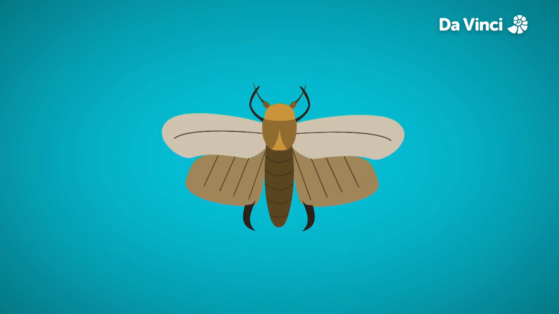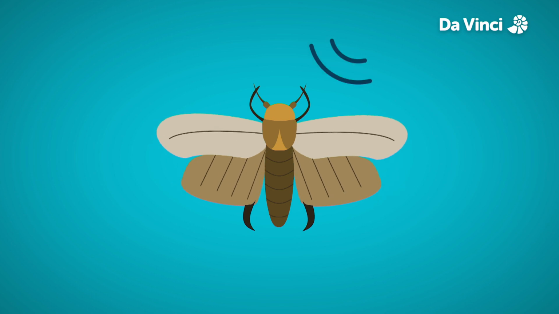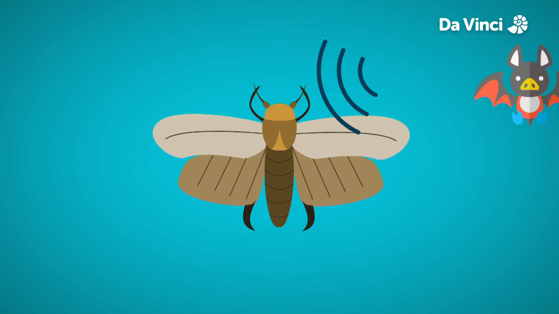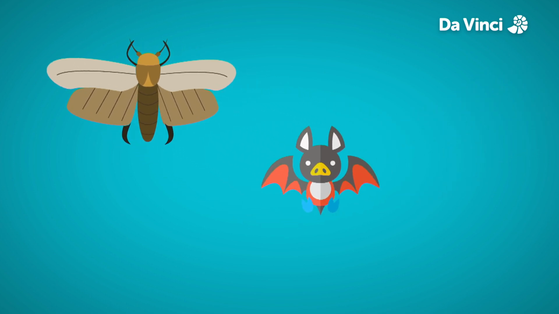Who has the best hearing? That's probably the greater wax moth. It has developed the sharpest hearing in the animal world, so it can hear bats coming and can try and avoid being eaten by them. Their hearing is up to 150 times more sensitive than a human's.